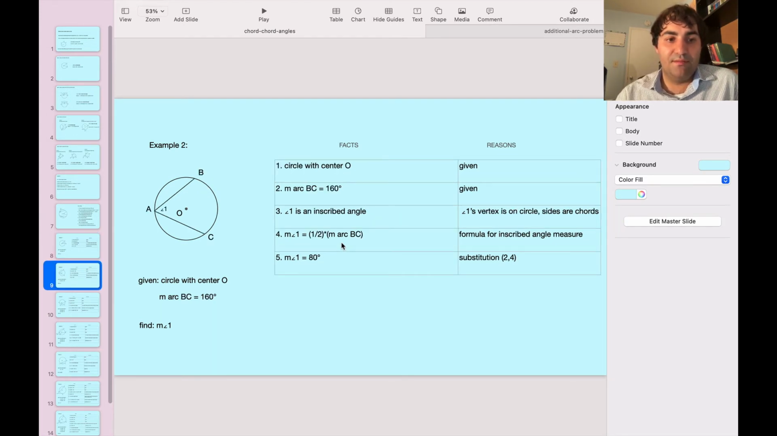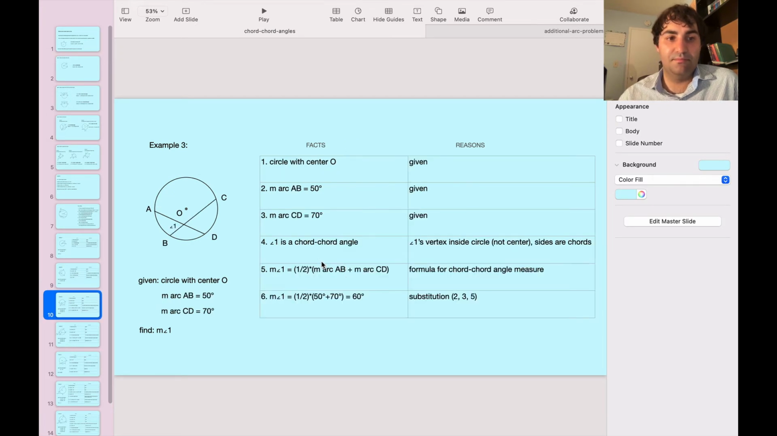Example 2: given a circle of center O, the measure of arc BC is equal to 160 degrees. Find the measure of angle 1. So write down what we know, and we know that angle 1 is an inscribed angle. Angle 1's vertex is on the circle, and its sides are chords. So we can use the formula for the inscribed angle measure. Measure of angle 1 equals 1/2 times the measure of arc BC. So the measure of angle 1 is equal to 1/2 times 160 degrees, which is 80 degrees.